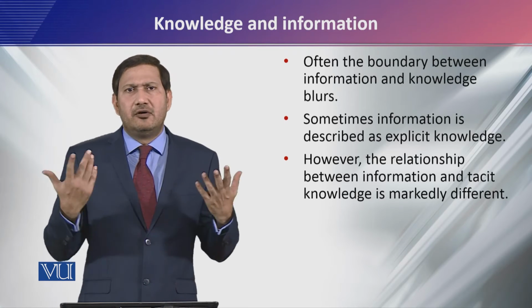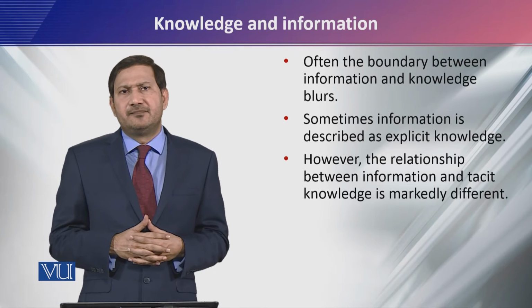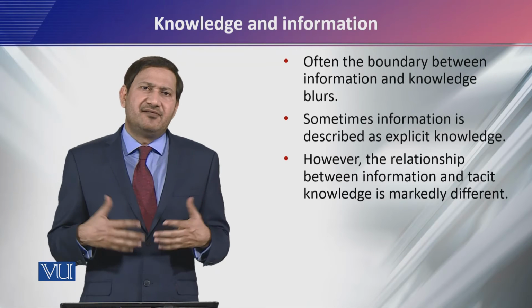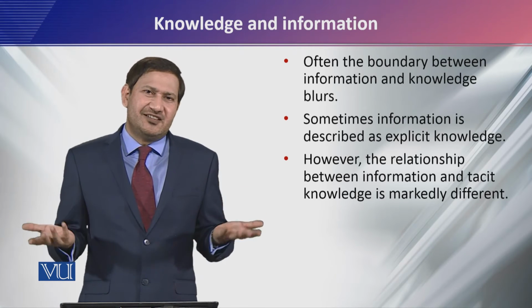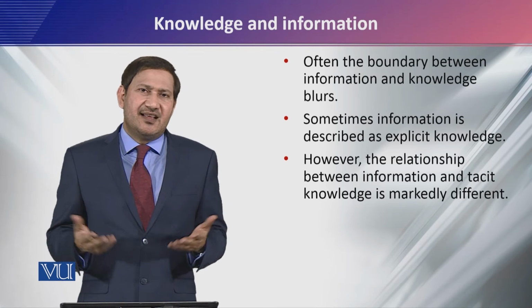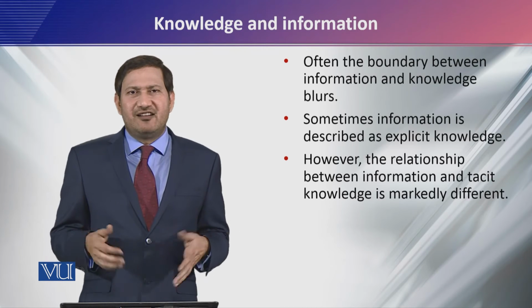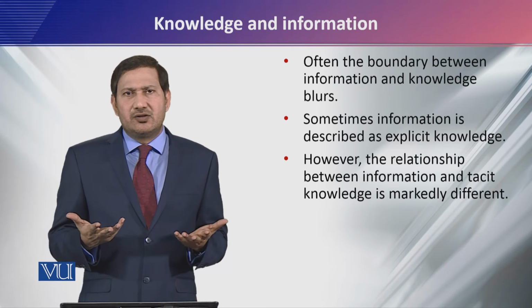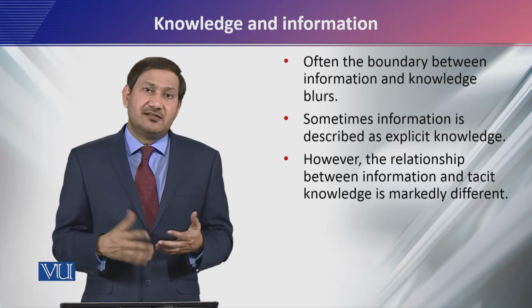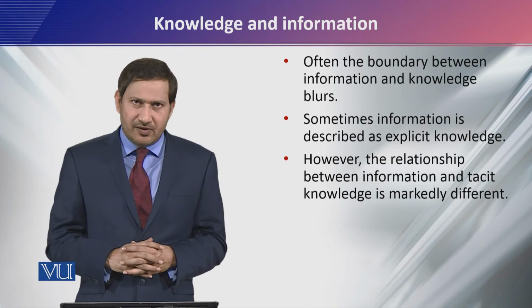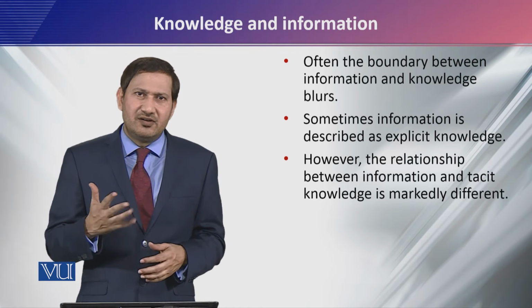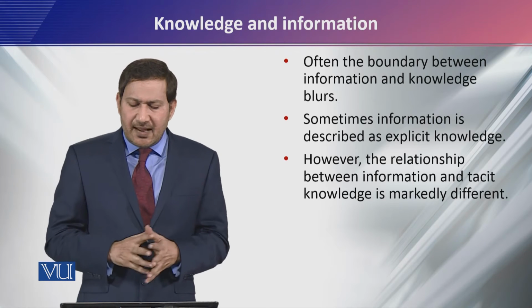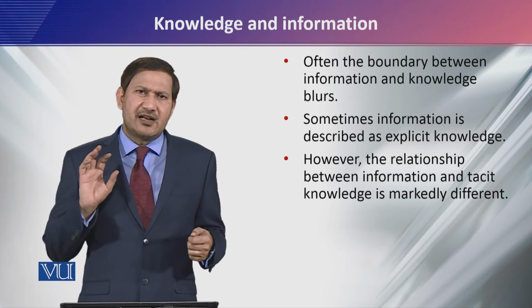For example, if you know the population of the United States, or the population of Pakistan, or the population of Punjab, it's not a skill; it is knowledge. That is also information at the same time, stored in different places or on different platforms. So sometimes information is described as explicit knowledge.